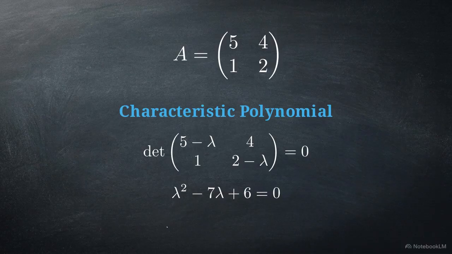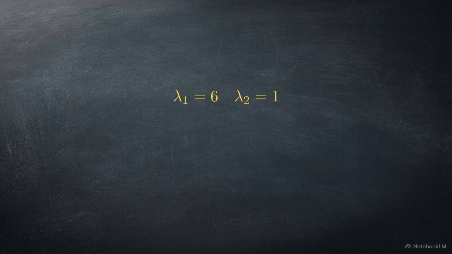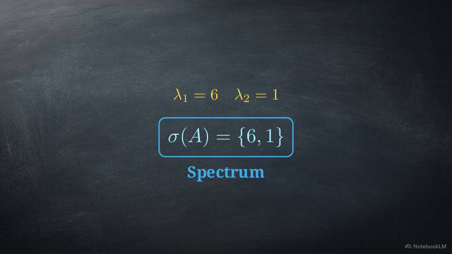Factoring that polynomial yields exactly two roots. Lambda 1 equals 6 and lambda 2 equals 1. For a finite dimensional matrix like this specific set of scaling factors, 6 and 1, is all we need. This collection of eigenvalues is what we call the spectrum of the operator.